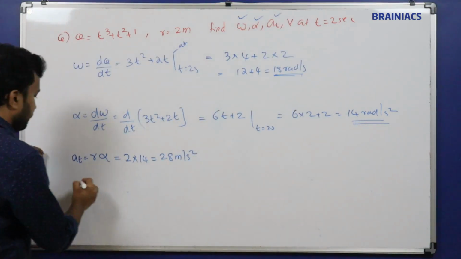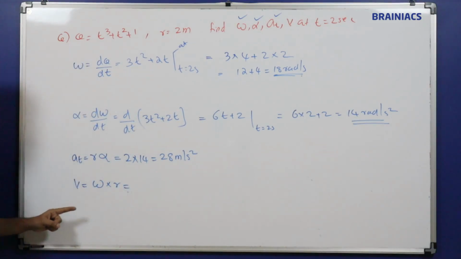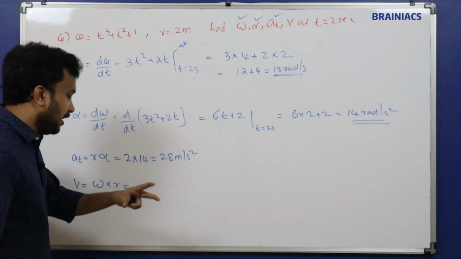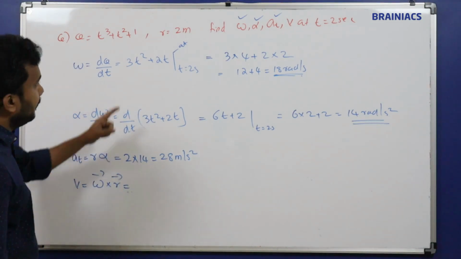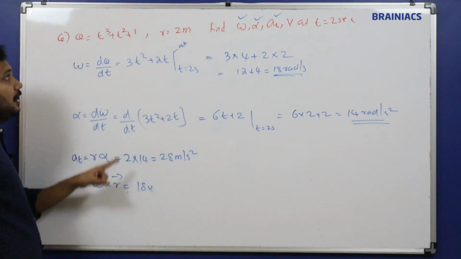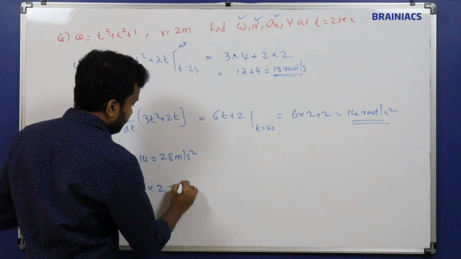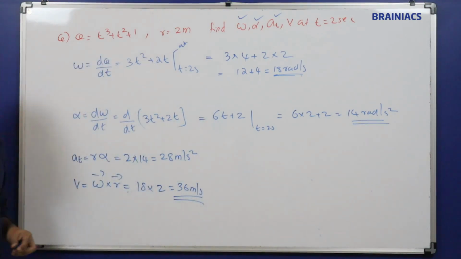And next one is V. So V is equal to omega cross R. Learn like this. Normally we have a tendency to say R omega, but in vector format it is omega cross R. What is omega at t is equal to 2 seconds? 18. So 18 into R, which is 2 meter, so it is 36 meter per second. So all things are answered.